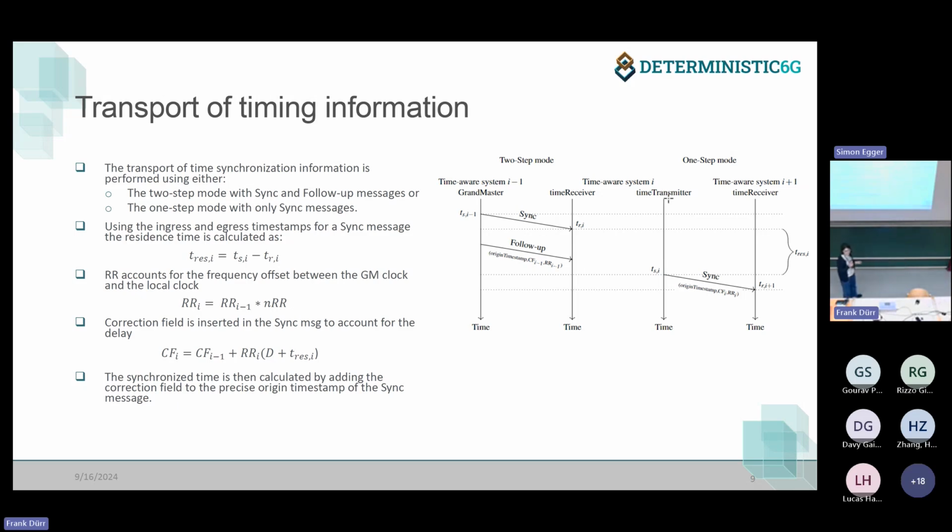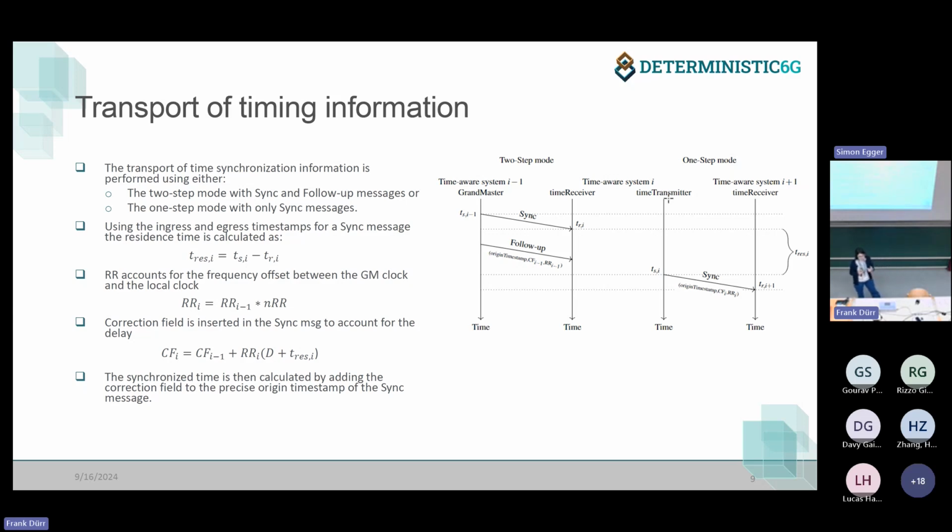Here we have 3 different time-aware systems. The first time-aware system is I-1, which is the grandmaster. In the middle, we have a time-aware system I, which is any middle station. And in the end, we have a time-aware system I+1, which is, let's say, the slave, which is trying to synchronize. If a sync message is sent by the grandmaster, it is timestamped at the grandmaster, and this timestamp, if we have a 2-step mode, is inserted into the follow-up message along with the correction field and the rate ratio.